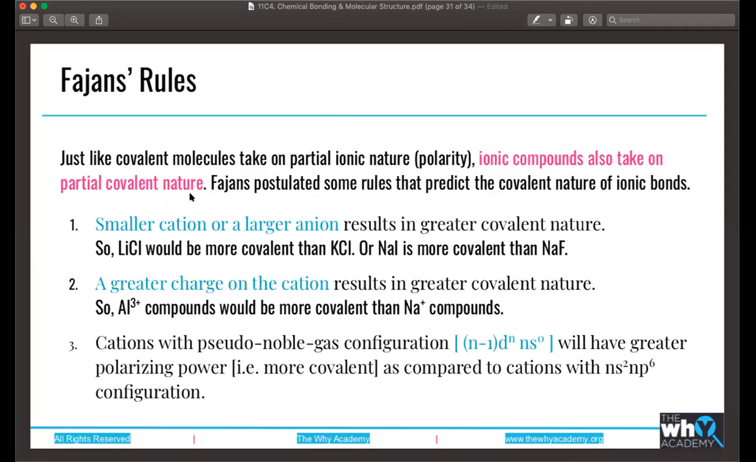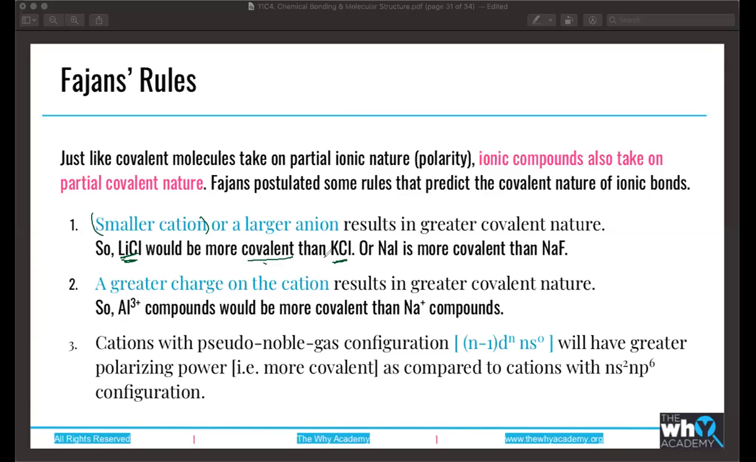So this scientist Fajans postulated some rules that predict the covalent nature of the ionic bond. One is a smaller cation or a larger anion. If the cation is smaller or if the anion is larger, that results in greater covalent nature. So when you're comparing LiCl and KCl, lithium, the smaller cation, would have more covalent nature than potassium chloride.